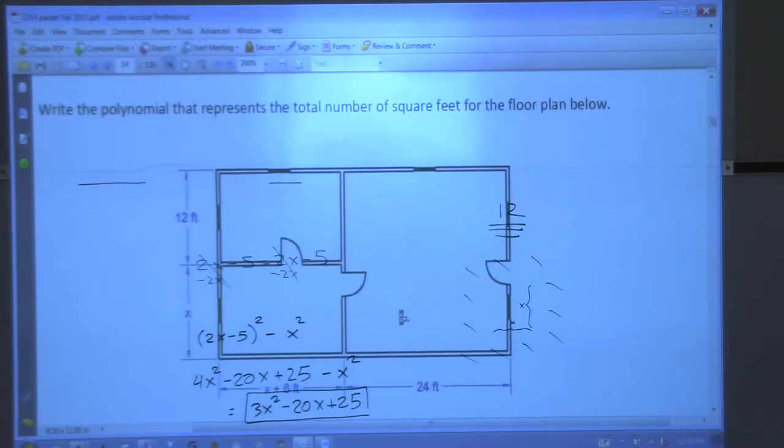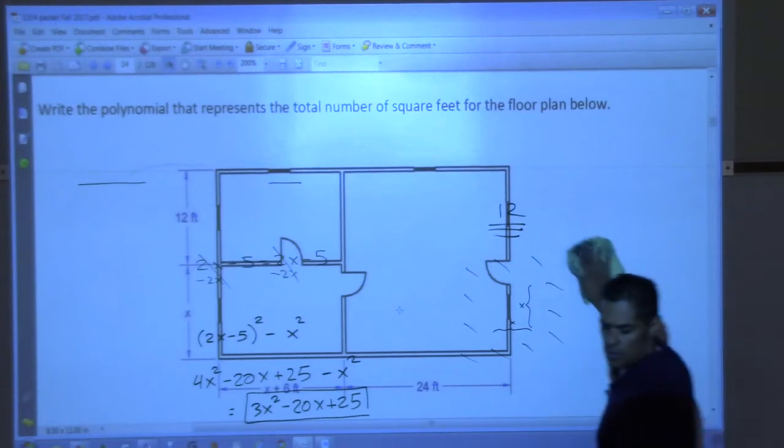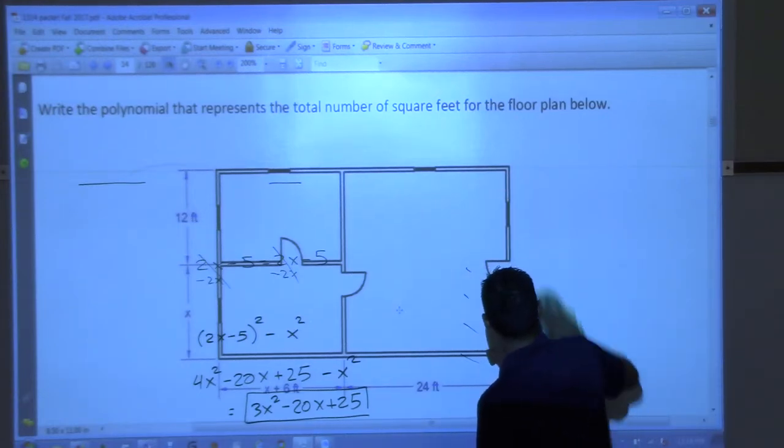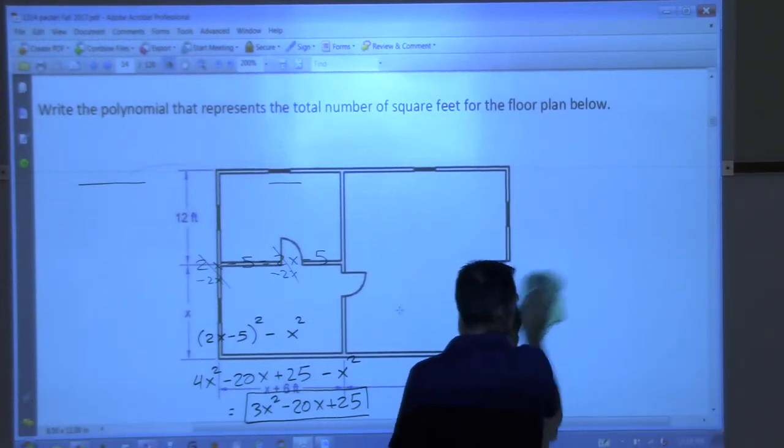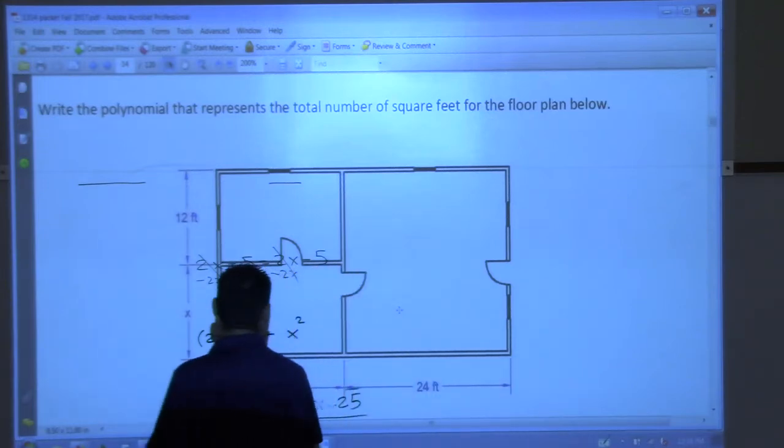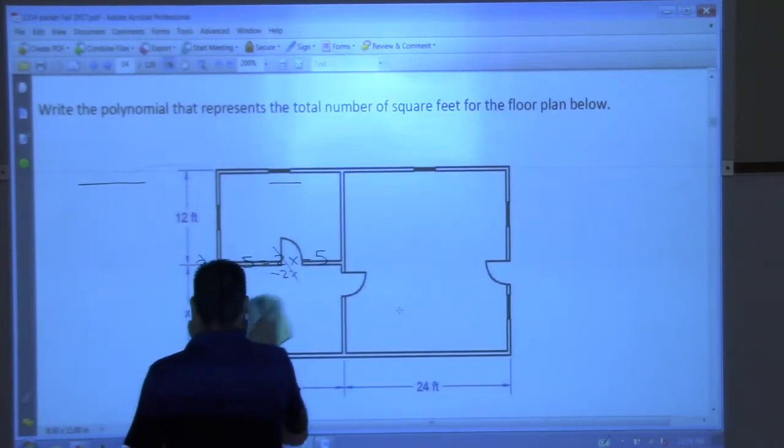Let's move to this one. Do y'all have this one on your sheet? Okay. We're about to take a break. We're just going to finish this one up, okay?